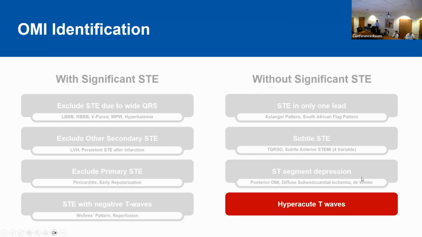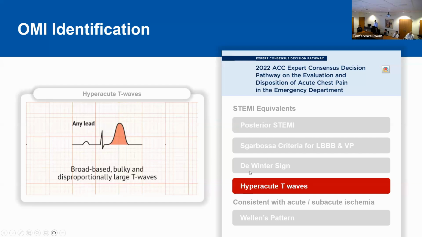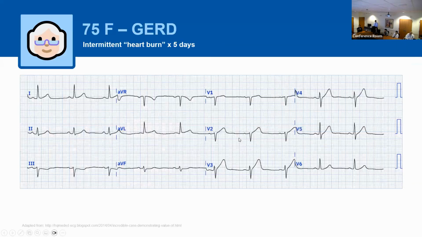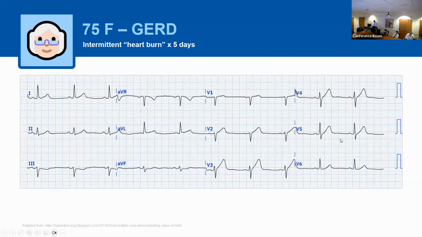And the last OMI pattern that I thought we could discuss today is that of hyperacute T waves. Once again, these are now considered to be STEMI equivalents. To start this conversation, I thought I would start with this ECG, from a 75-year-old woman who was coming in with intermittent heartburn. If at first glance you're not particularly impressed with this EKG, you're in good company. Unfortunately, she was found with an acute thrombotic occlusion.